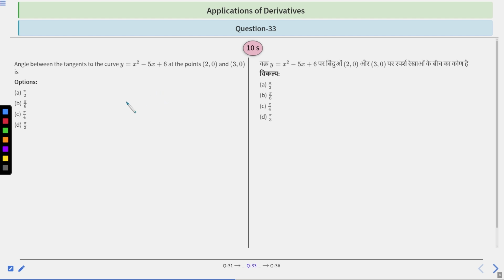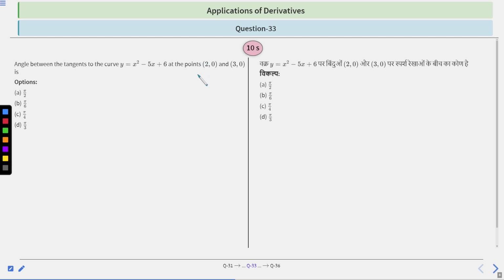33, which is: the angle between tangents to the curve y is equal to x square minus 5x plus 6 at points (2, 0) and (3, 0) is. We have to find the angle between tangents to this curve. So the hint of this question is C. First we will find dy by dx, right? Easily, as the curve is given. Now we can calculate dy by dx at two different points, (2, 0) and (3, 0).